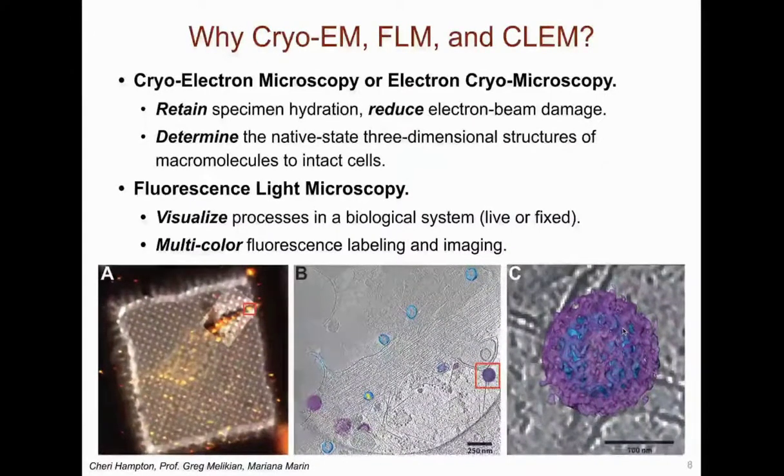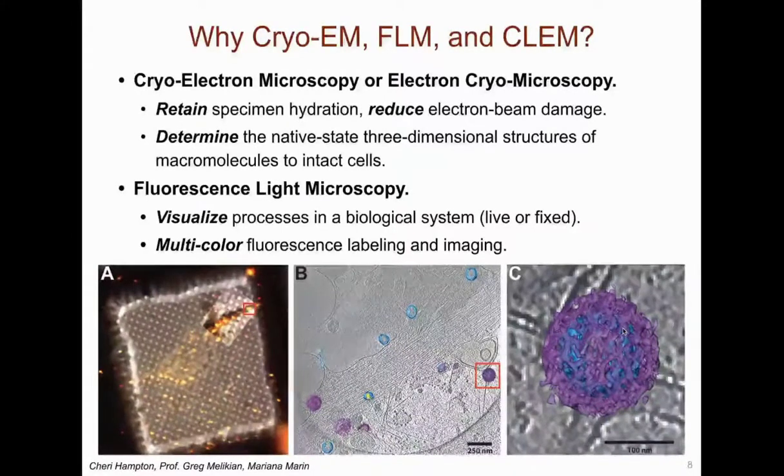Why are researchers actively developing strategies that use fluorescence light microscopy, CLEM, and cryo-EM? Briefly, cryo-EM technologies were pioneered to retain specimen hydration and reduce electron beam radiation damage to the biological sample while imaged in the vacuum of the electron microscope. These advances allow data to be collected that could be computationally processed to generate native 3D structures of macromolecules from nanometer to atomic resolution levels.